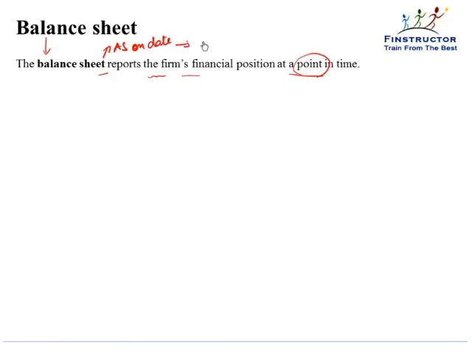It represents the cumulative result of the firm's operations since inception. So as on date, what are the assets that the firm has? What are the liabilities? And how much have owners invested in the business, that is owner's equity, is what the balance sheet gives a snapshot of. So let's recall the balance sheet equation. That is assets is equal to liabilities plus owner's equity.